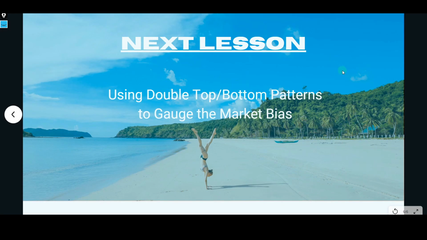Now in the next lesson, we're going to go over using double top and bottom patterns to gauge the market bias. So similar to what we did in this lesson, we're going to learn how to use double top and bottom patterns to gauge the market bias using fake and legitimate double top and bottom patterns.